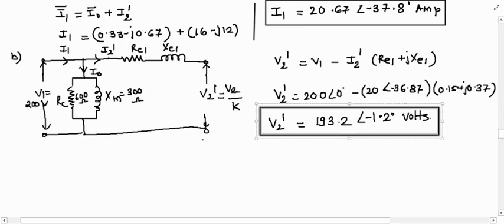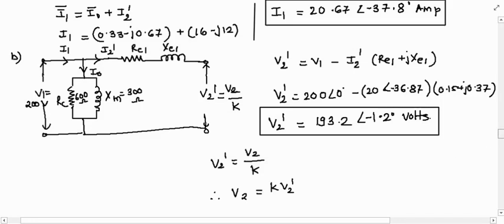But we have to find out the terminal voltage referred to the primary side. But what is V2 dash? V2 dash is nothing but V2 by K. Therefore, V2 is equal to K into V2 dash.